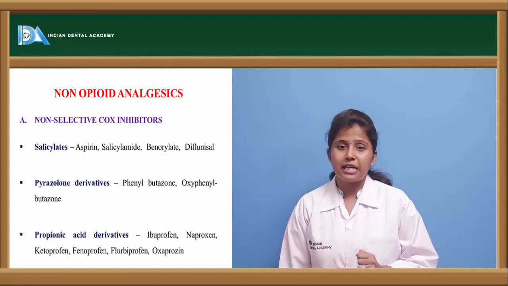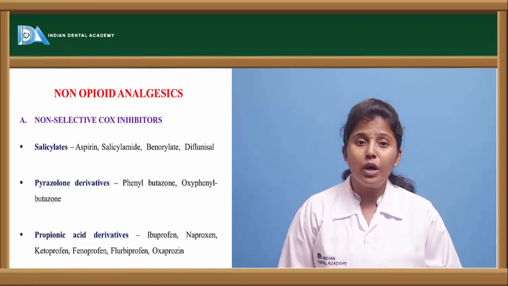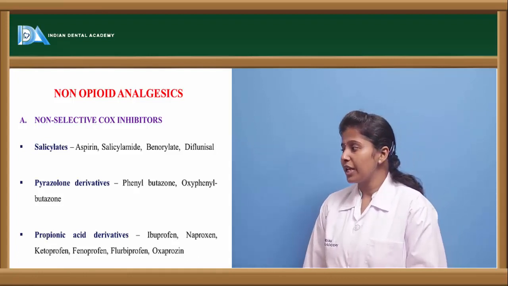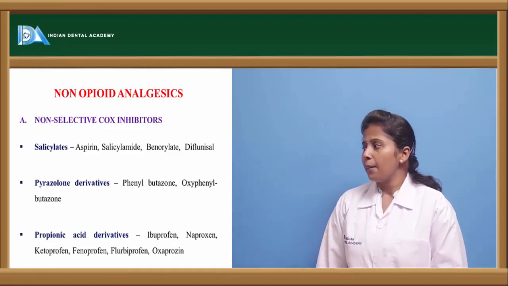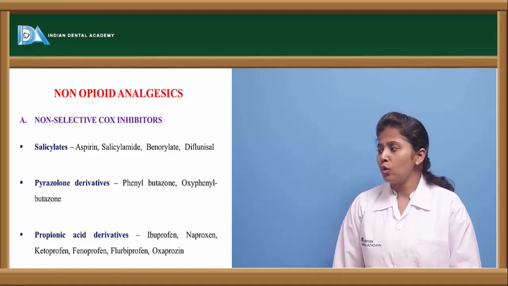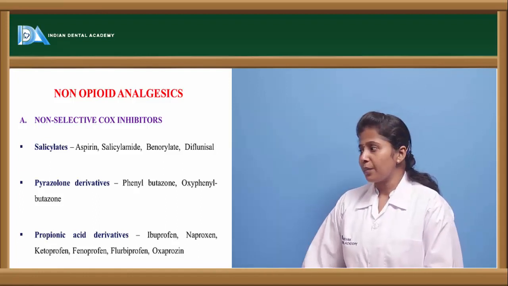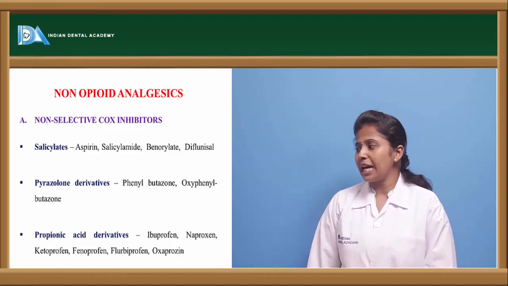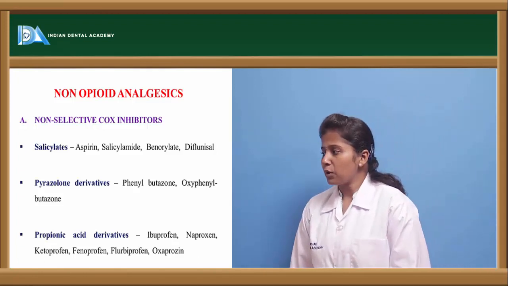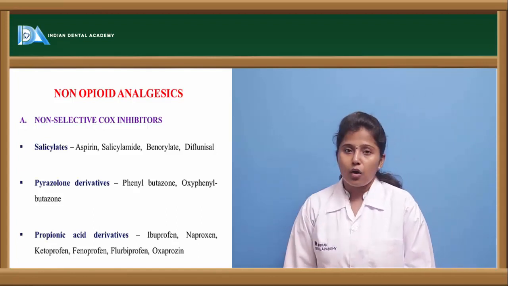These non-selective inhibitors act on either COX-1 or COX-2 enzymes. These drugs include salicylates, which include aspirin, salicylamide, benorylate as well as diflunisal, and pyrazolone derivatives, which include phenylbutazone, oxyphenbutazone, and the other one is propionic acid derivatives, which include drugs like ibuprofen, naproxen, ketoprofen, fenoprofen, flurbiprofen as well as oxaprozin.